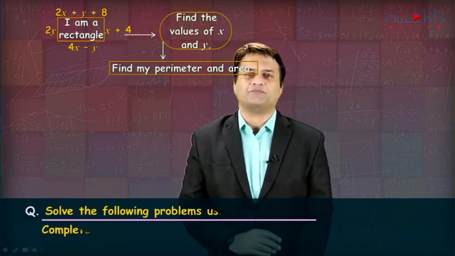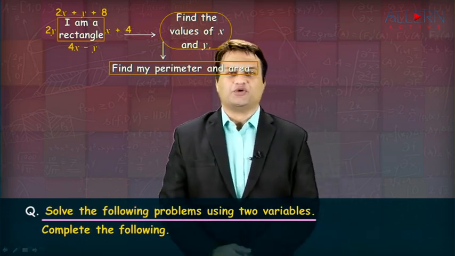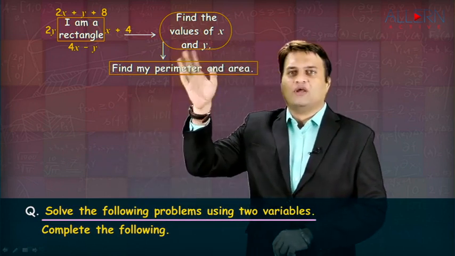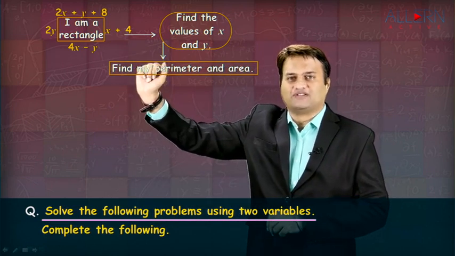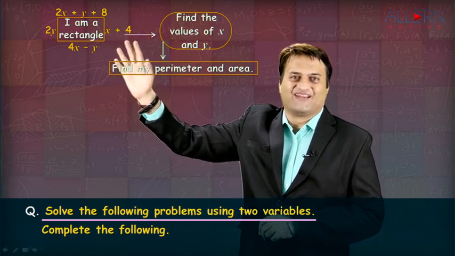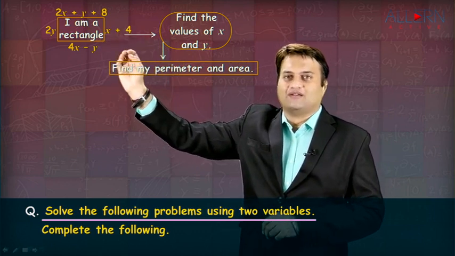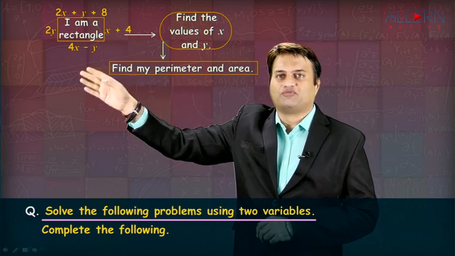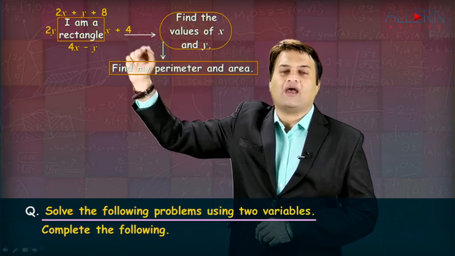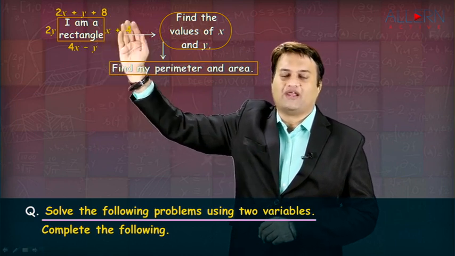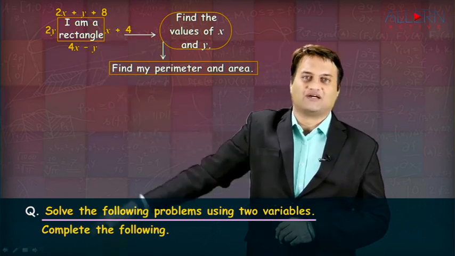Now it's time for us to start with the word problems based on geometrical figures. Now let's see what it is. This is basically an activity based sum. Solve the following problems using 2 variables and complete the following. You all can see there is this figure given to us and it says I am a rectangle, right? The length of the rectangle is 4x minus y and 2x plus y plus 8, and the breadth of the rectangle is 2y and x plus 4. So the 4 sides are given.